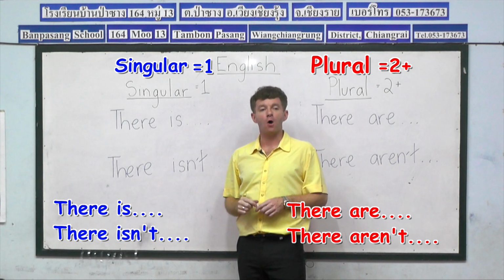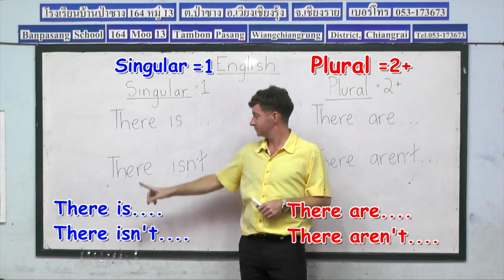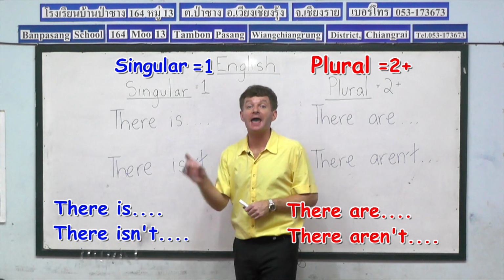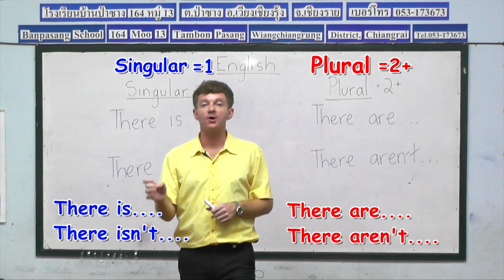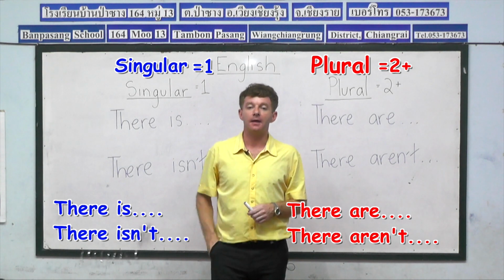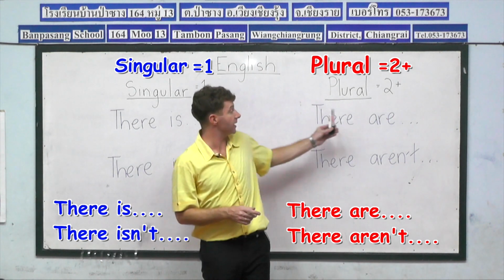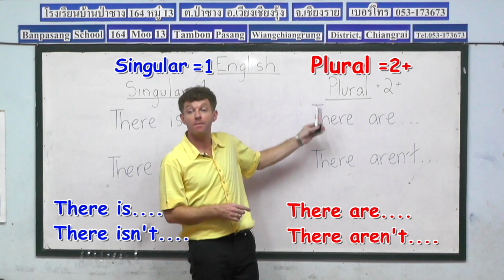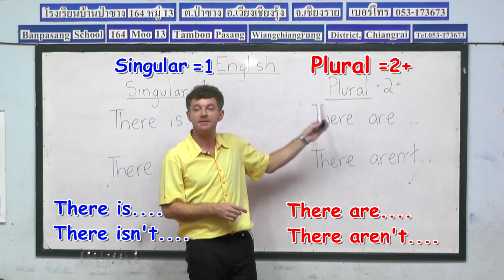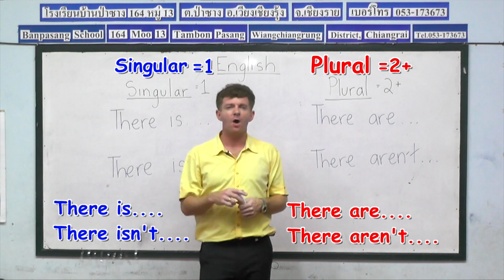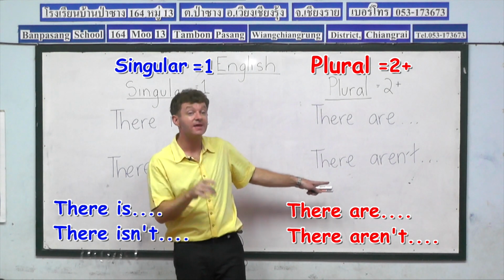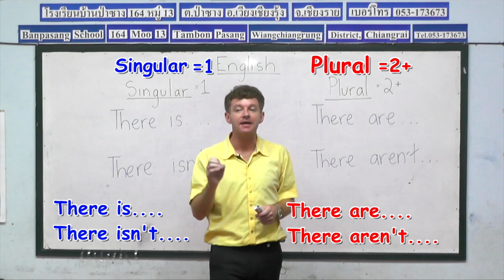For example, there is one marker pen. Is there a dog in the classroom? There isn't a dog in the classroom. Is there some marker pens in the classroom? There are some marker pens in the classroom. Are there any cats in the classroom? There aren't any cats in the classroom.